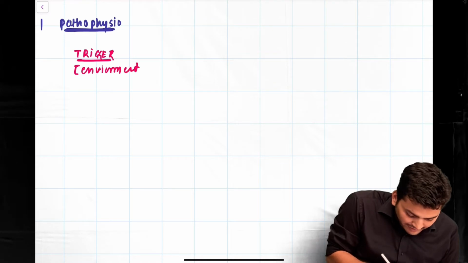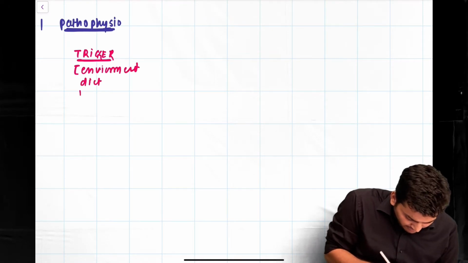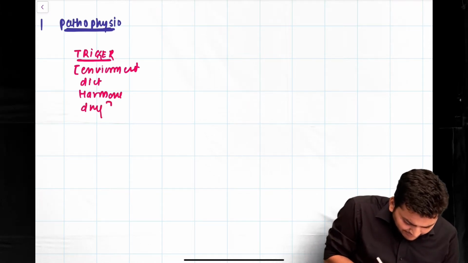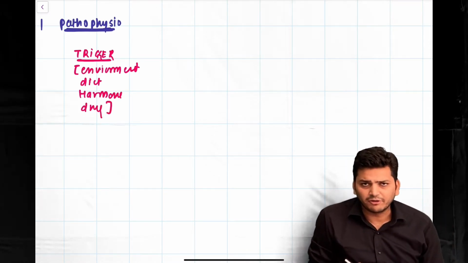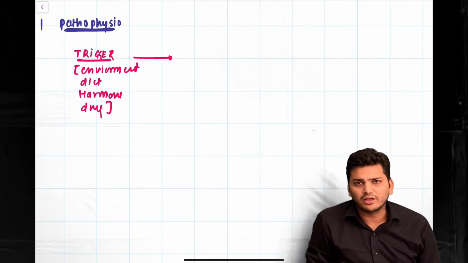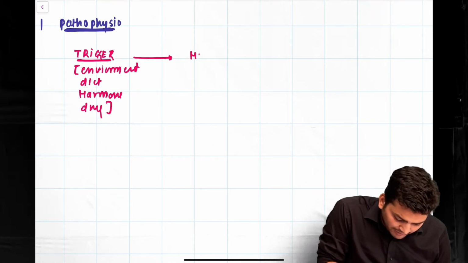diet, hormone, drug. Anything can be a trigger for this particular condition. What this trigger is going to do is activate the hypothalamus. That is called hypothalamic activation.